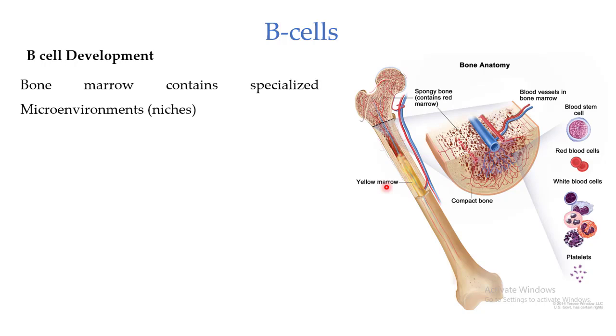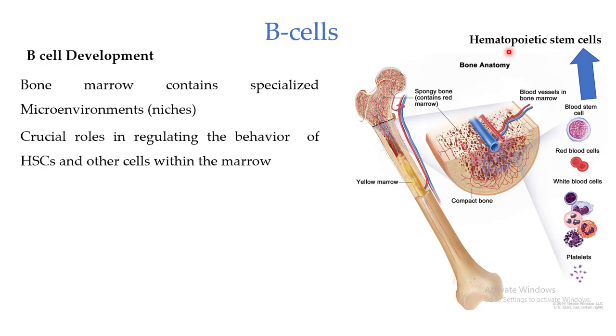When you talk about the immune system, it is actually the red marrow which gives rise to the different types of blood cells. So, in the microenvironment, in these niches, you are going to see the hematopoietic stem cells, and I already gave you an idea how the hematopoietic stem cells work. That is going to give rise to the erythroid, myeloid progenitor cells, and that is going to give rise to the lymphoid progenitor cells. So these microenvironments or niches are very important in regulating the behavior of the hematopoietic stem cells and the other cells within the marrow.